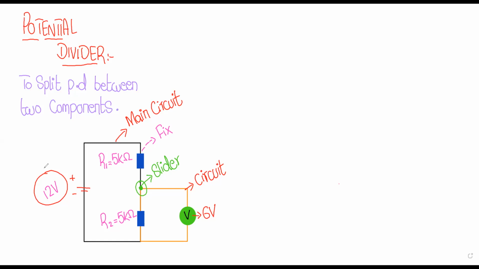Now let's suppose there is a variable resistor, because this circuit is connected with fixed resistors. Let's suppose we are using a variable resistor. Now let's see what the variation in the circuit will be. A variable resistor will give you a different circuit diagram.